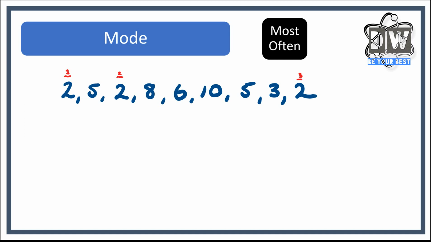I'm looking through and trying to see, okay, what else do we have more than one of? I can see we've got one 5 and two 5s, and then every other number is a single number, i.e. 8, 6, 10 and 3. You only see them once. So our mode for this group of numbers would be 2, because we see 2 the most often, which means it's going to equal 2. If we had a situation where two numbers were seen the most, we would list them both as the mode.